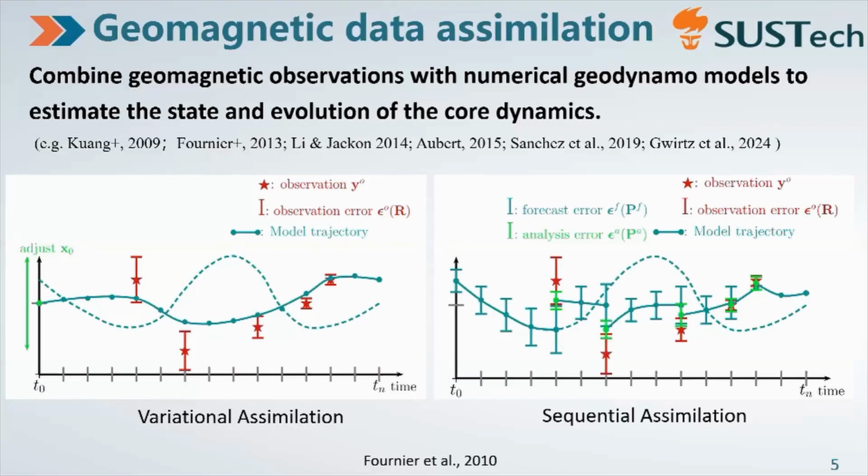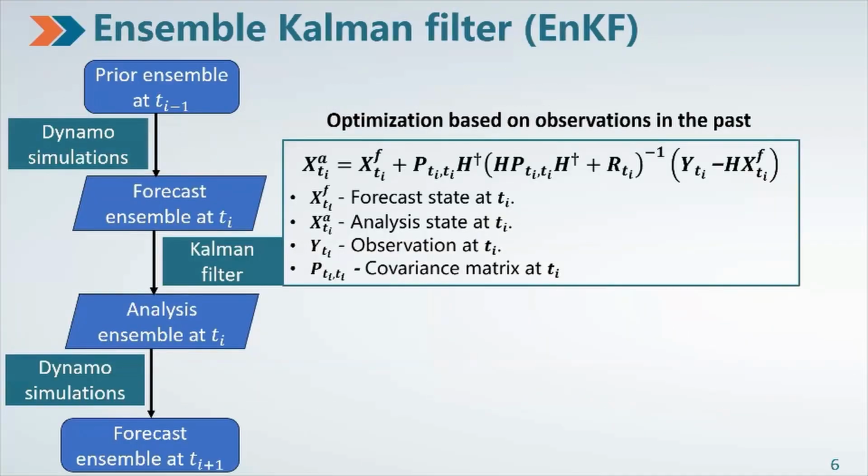Another approach is the so-called sequential assimilation approach. Basically, you update the states step by step whenever there is an observation available. Usually this is achieved by the Kalman filter using the statistical properties of the dynamical system, and this statistics is usually obtained from an ensemble of dynamo simulations. The well-known method is the ensemble Kalman filter, or EnKF in short, which has been performed over the last decades in geodynamo data assimilation.